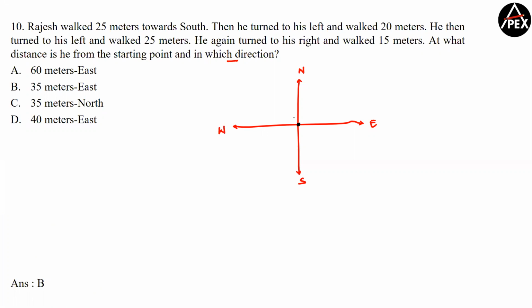Now Rajesh walked 25 meters towards south. So he has walked 25 meters towards south, and let us consider he reached this point. So this length is 25. Okay, and he is facing south direction now.